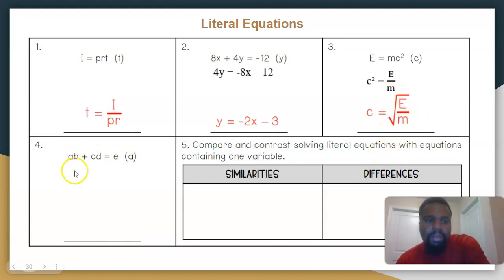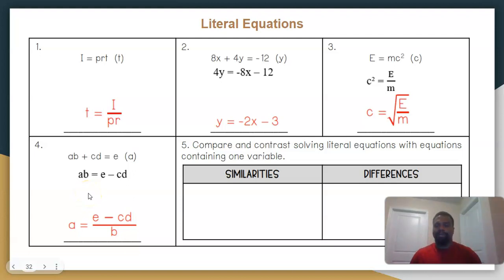All right. Number 4, ab plus cd equals e. I want to get a by itself. So the first thing I want to do is move cd over to the right side. I'm going to subtract. So ab equals e minus cd. Now I want to get a by itself. So in order for me to do that, I divide both sides by b. And when I divide both sides by b, I get a equals e minus cd over b.